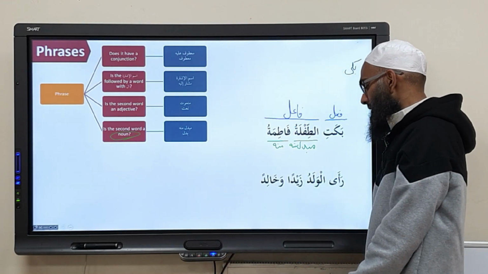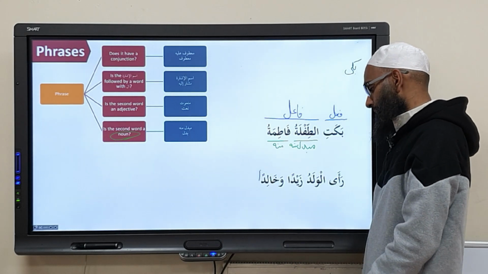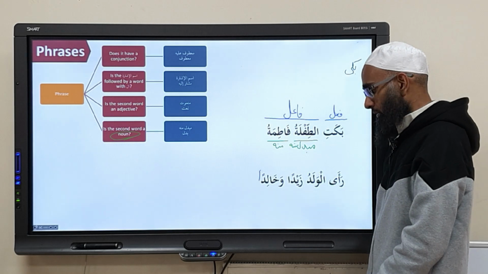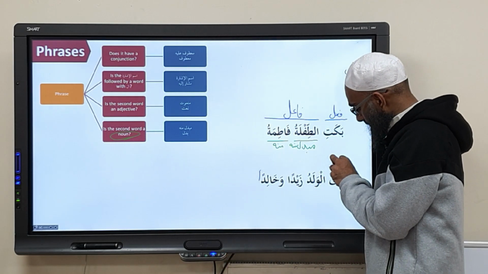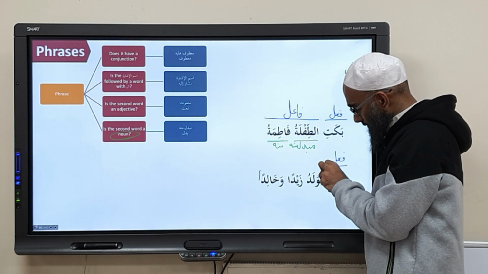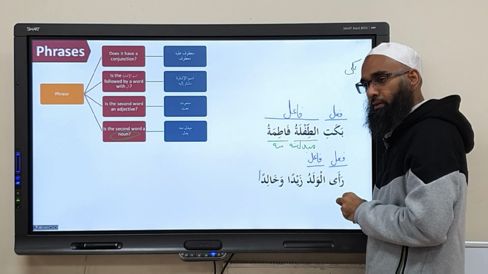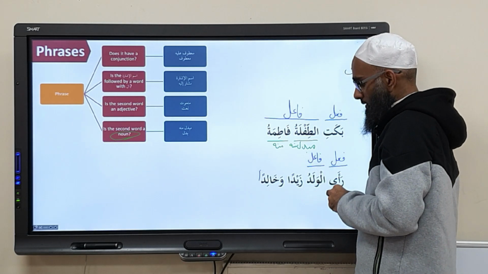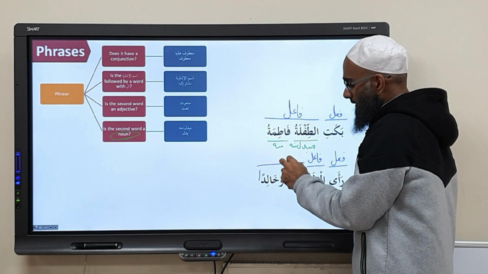Ra'al waladu Zaydan wa Khalidan. How do you translate this now? What's the tarkib? Ra'a is fa'il. Al-waladu is fa'il. Zaydan is maf'ulun bihi. What about the wa? So the whole thing becomes what? The whole thing becomes maf'ulun bihi.